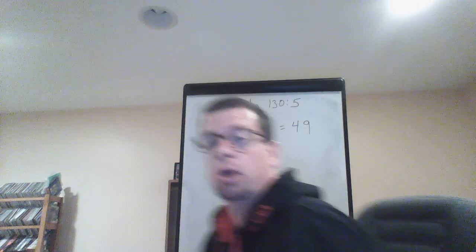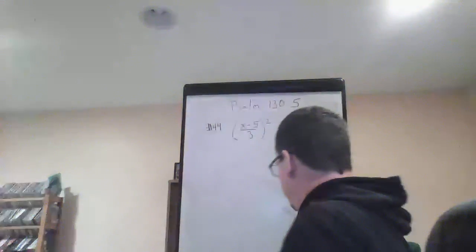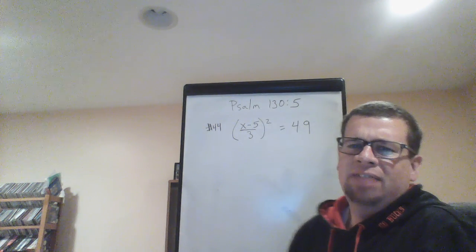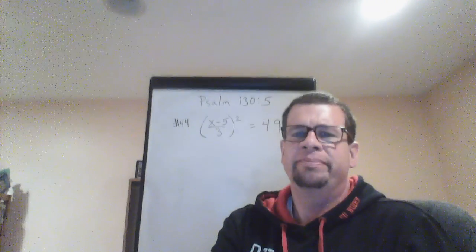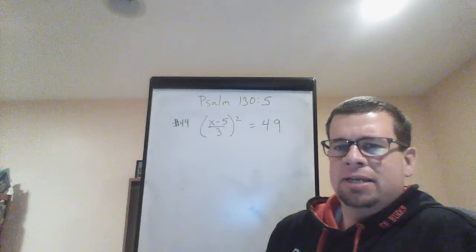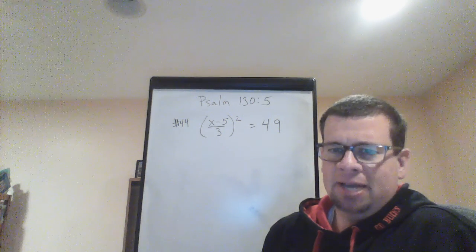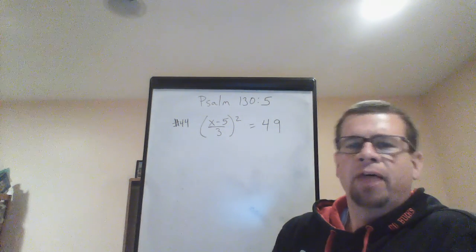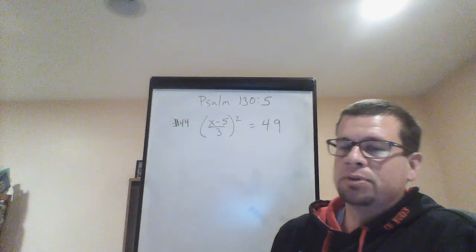Hey guys, continuing to take your questions on 10.4, the section on using square roots to solve quadratics. Right now we're going to take a look at 44. So 44 looks like this. Now they had used the variable t. I don't like that just because my t's look like plus signs, so I just switched it to x. So we've got the quantity (x minus 5) divided by 3, squared, equals 49.